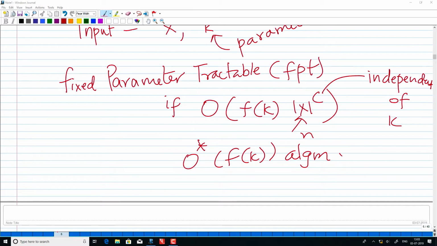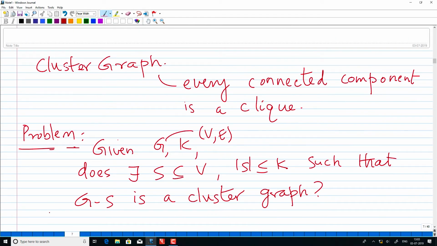Like the 2 power k n square algorithm was nice. For the tree plus k vertices vertex cover, we had 2 power k n square, where k was not sitting on top of n. The function of n was a pure function of n square, n cubed kind of thing, and there was a pure function of k which is separated. Any problem with such an algorithm is what I called a fixed parameter tractable problem. Okay? But this algorithm which we just came up with is not of the type, but we will design one.